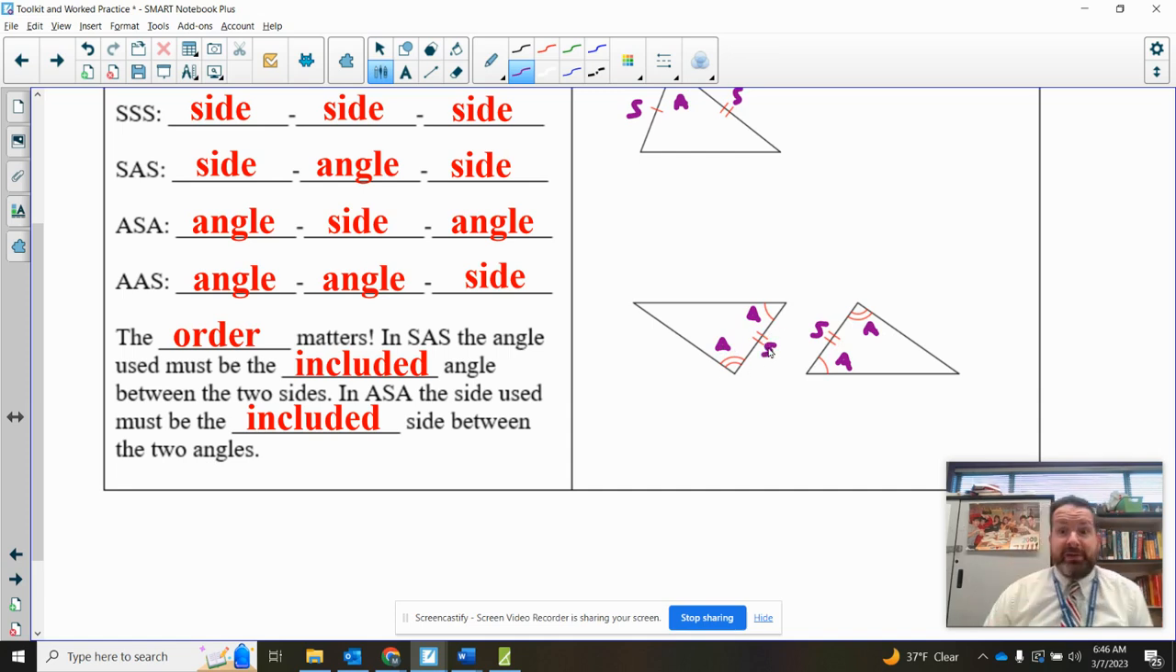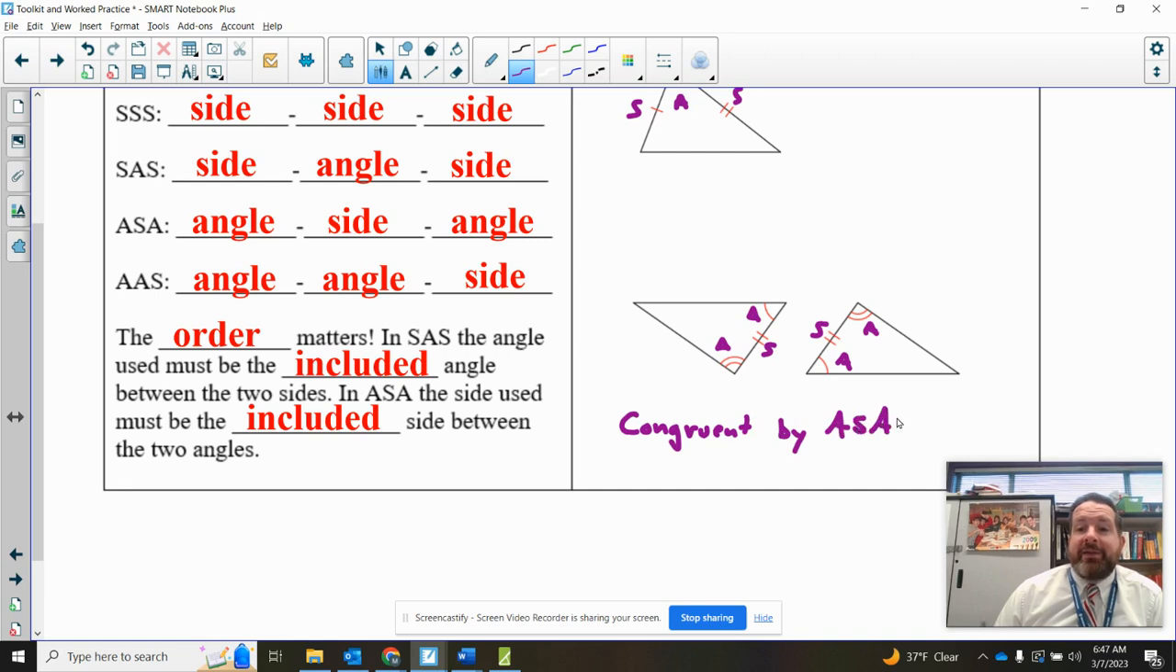Okay, this all matters. So in any triangle, starting with an A, I then move to an S, and then move to an A that matches the other triangle. That's ASA, and sure enough, that's one of our options. So these two triangles are congruent by angle, side, angle.